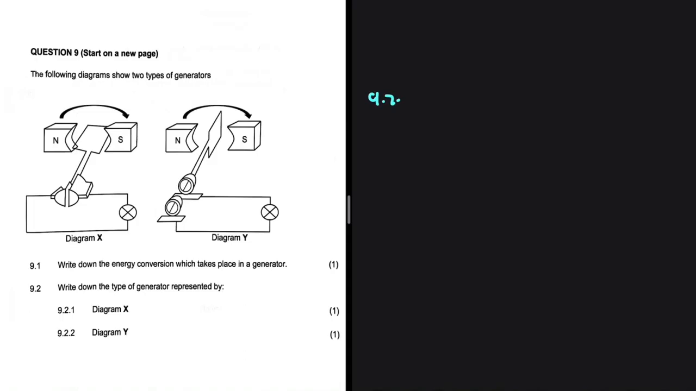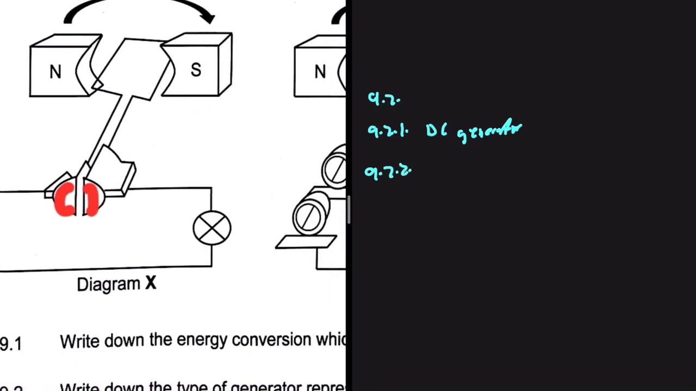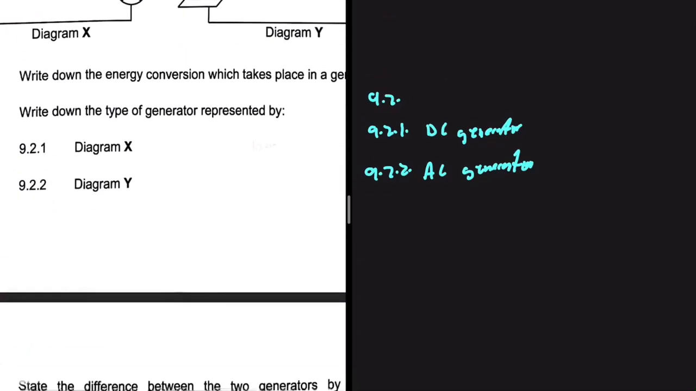Write down the type of generator represented by diagram X. If you look at diagram X, you're going to realize that we have split rings. And as soon as we see split rings, we know that we have a DC generator. 9.2.2, we have slip rings, and that is a component which we find on an AC generator or an AC motor, the presence of slip rings. And in a DC generator, it is split rings. There's a difference between the two.